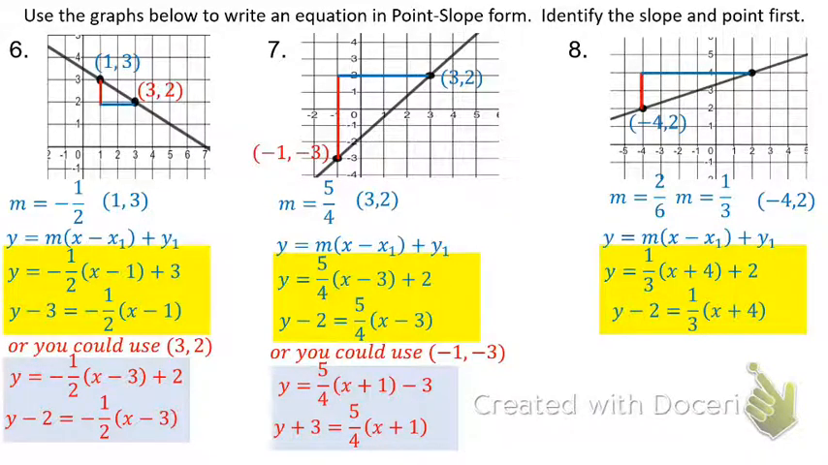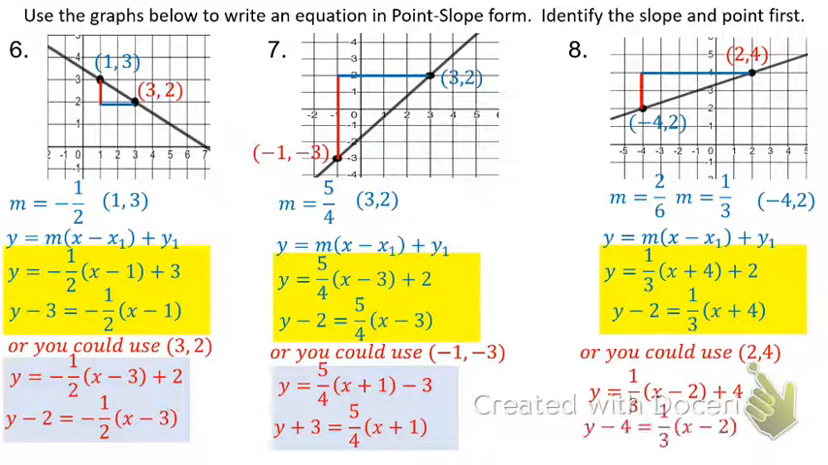Now again, I do have another coordinate I could use. I could use the one on the right-hand side, which is at 2, 4. Substituting it in, I get y equals 1/3 times the quantity x minus our x part, which is 2, and then plus 4, which is the y part. Or, subtracting 4 from both sides, y minus 4 equals 1/3 times the quantity x minus 2.